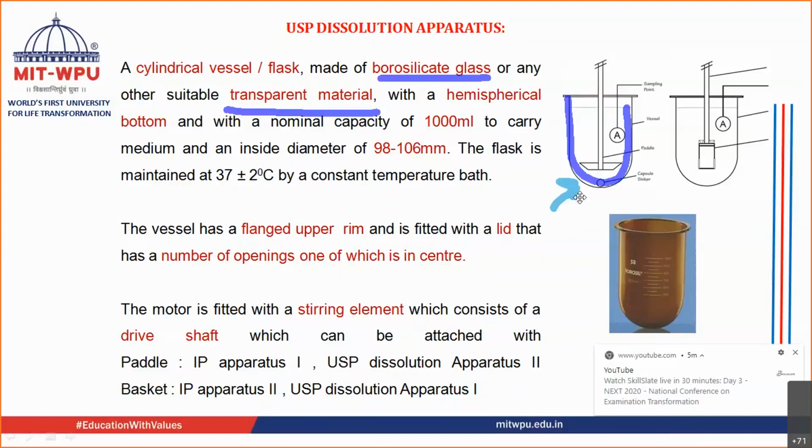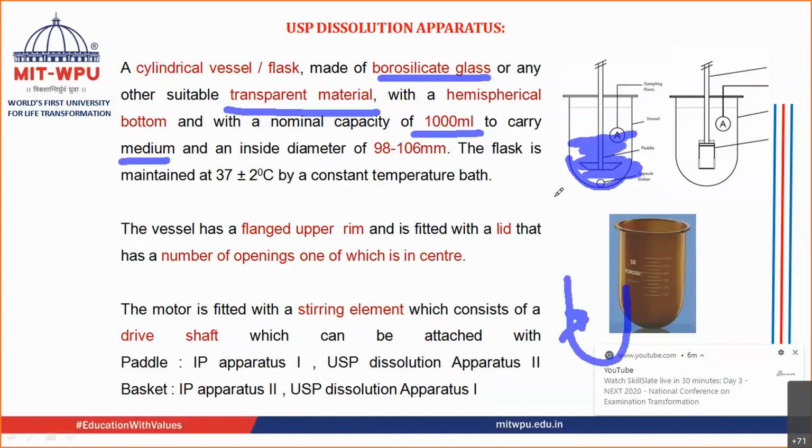And what is it having? It is having a hemispherical bottom. So this is the hemispherical bottom that is there to this cylindrical vessel, or this flask. The capacity to hold the dissolution medium is near about 1000 ml. The medium that you put inside is known as dissolution medium, which you put inside this flask.